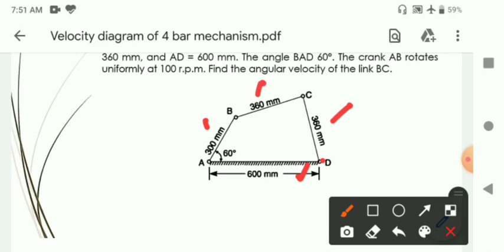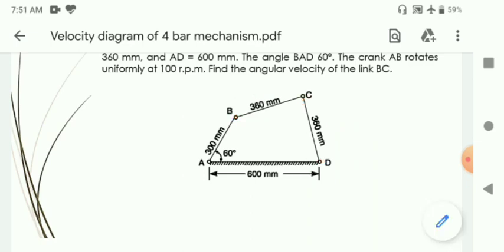Regarding the motion of BC, we know that the connecting rod will have a combination of rotational and translatory motion. That is, it will have a general planar motion. But for our analysis, regarding the relative velocity analysis, it is assumed that link BC rotates about either point B or point C. That is the assumption that we must have for the relative velocity analysis.